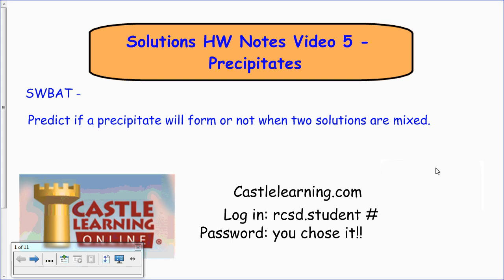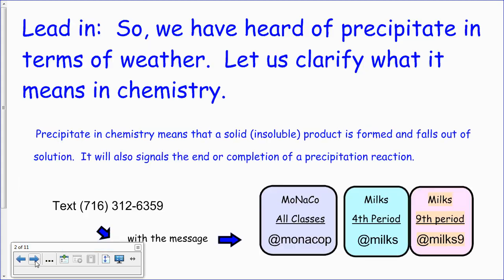Hello, friends. We are in our fifth lecture for our solutions unit. We're talking about precipitates today. So we're going to predict if a precipitate is going to form or not when two solutions are mixed. And these are solutions of solutes dissolved in solvents. If I mix two of them together, am I going to get something to precipitate, fall down to the bottom of the container? Solid forms.